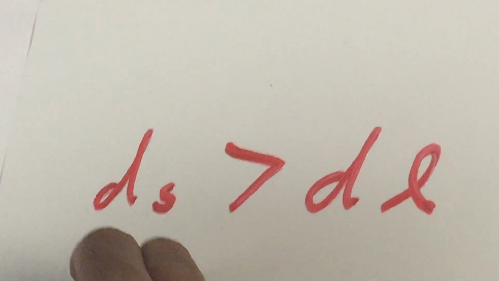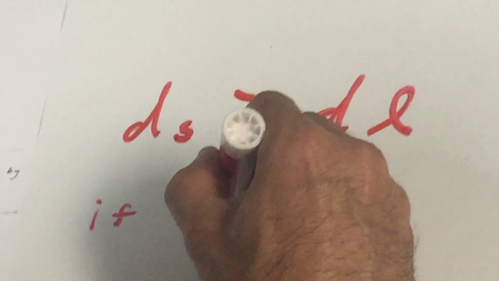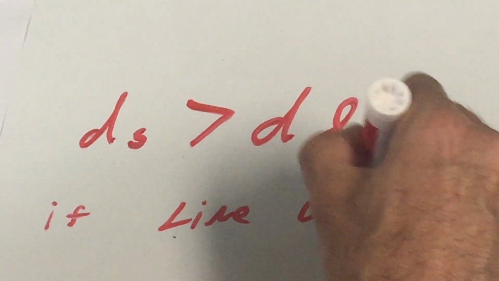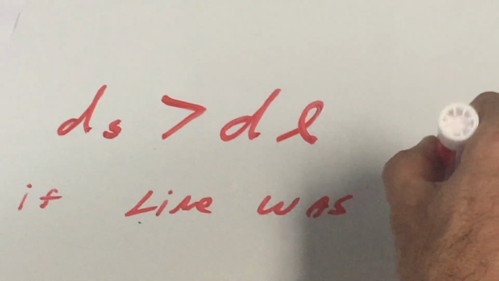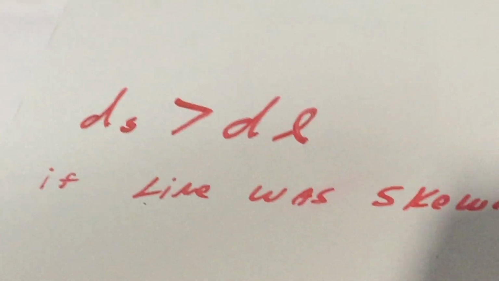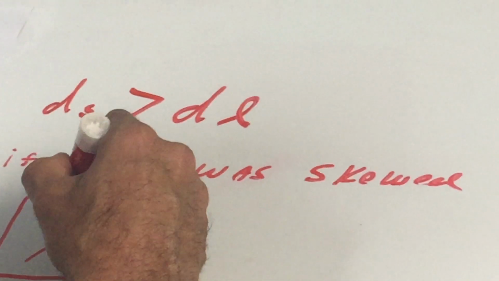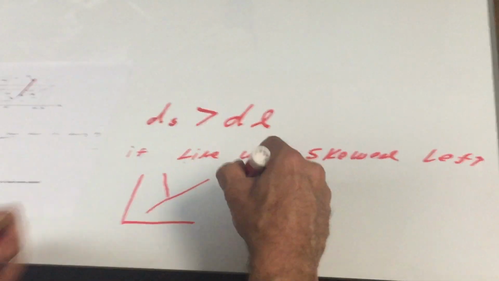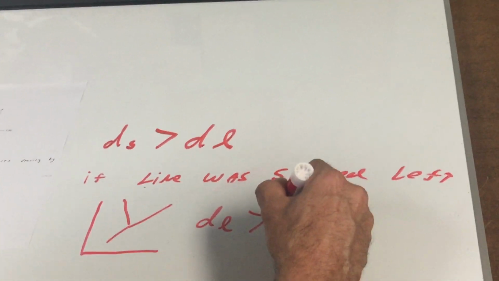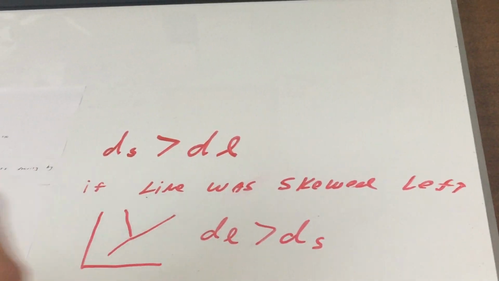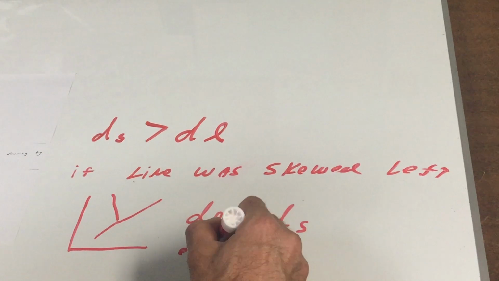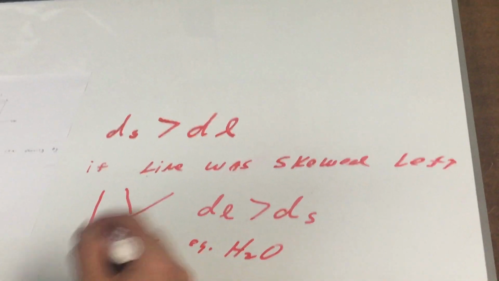But if the line was skewed more to the left, so in other words, on our graph, the line is more to the left, then that would mean the density of the liquid phase is greater than the density of the solid phase. And that's kind of rare. An example where you would see the liquid is more dense would be like H2O. All right, let's get back.